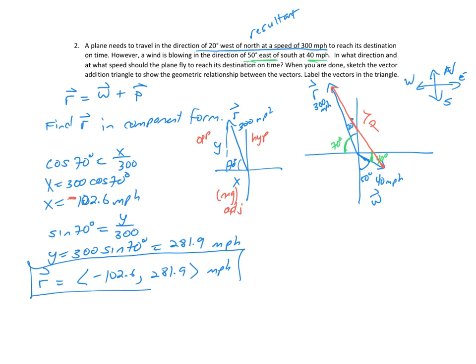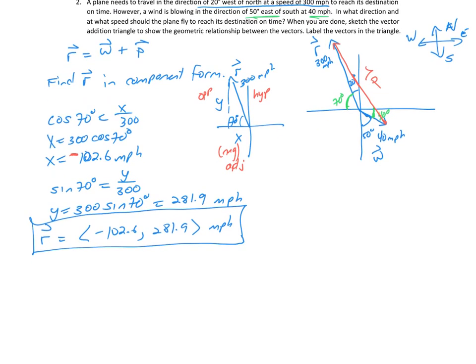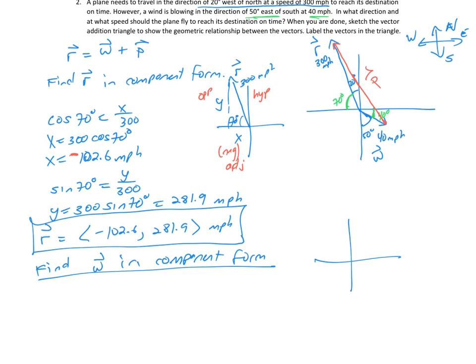Okay, so this is an intermediate step. The next thing that I like to do is figure out what W is in component form, because I know eventually I want to get back to finding P, because I want to subtract W from R to get the velocity, the course, that the plane has to be set to. So for the next set of operations, let's find W, the wind vector, in component form. In order to do that, I'll make a little diagram of the W vector by itself.